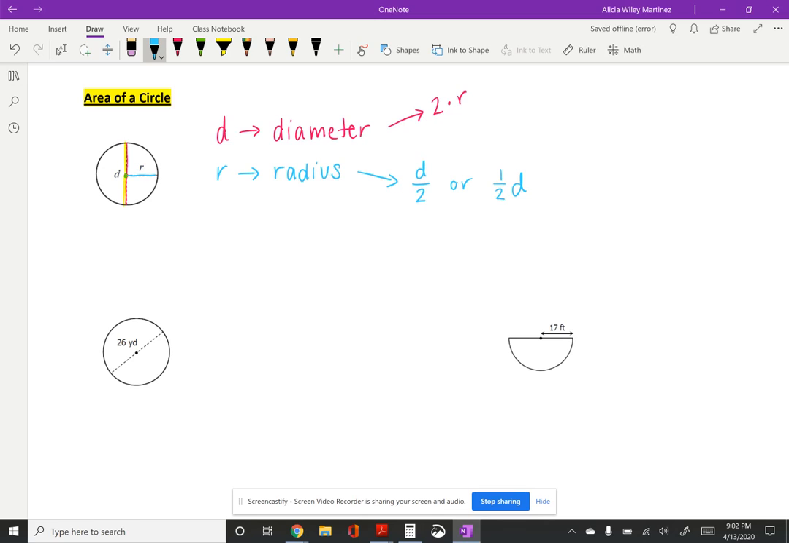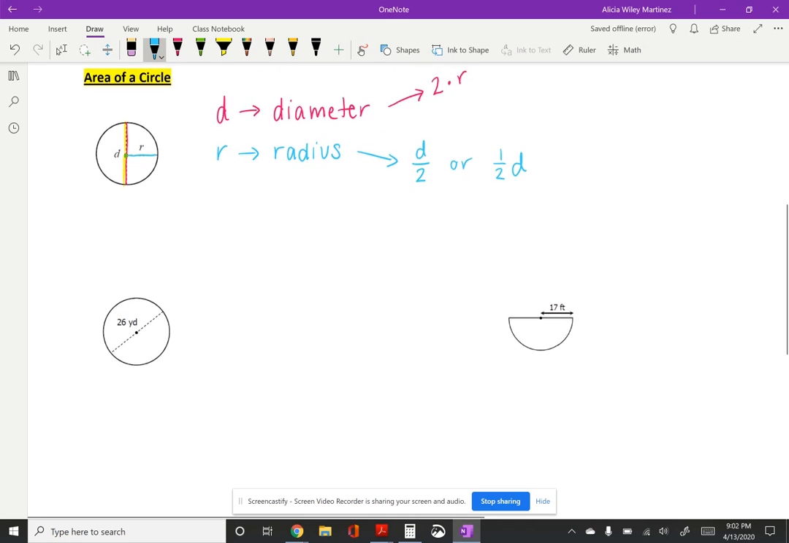Like I said, we're going to be talking about the area of a circle. We're also going to be talking about the circumference of a circle. So let's talk about the area of a circle first. Now, I'm not going to talk about where the formula comes from. That is for another day, but I am going to talk about what the formula is and how you can find the parts to plug into the formula.